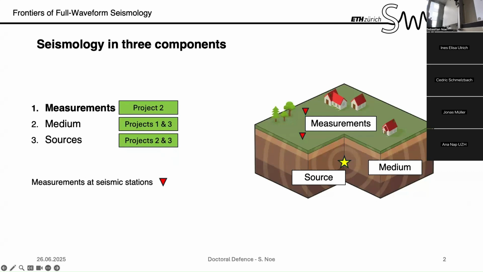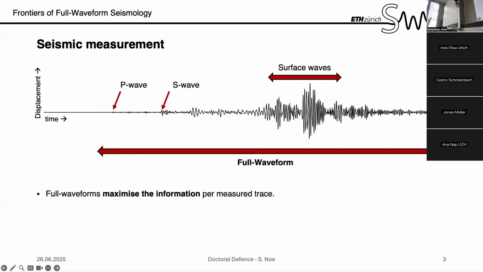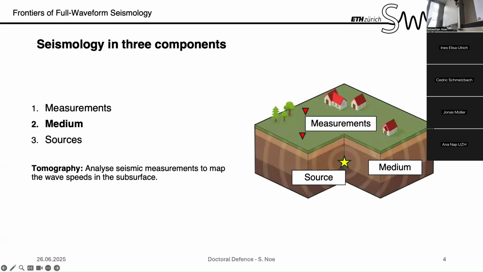Let's first have a look at measurements. The measurements usually can look something like this here. This would be for teleseismic earthquake measurements. You can already do pretty good and interesting science by just looking at a few phases, for example, the P wave or the S wave, or looking at the behavior of surface waves. But what I've always been interested in during my PhD was really to explore the full waveform, because there's so much more information in there that you can extract. The principle of full waveform inversion and full waveforms in general is to maximize the information per measured trace that we have, to learn more about the medium or the sources.